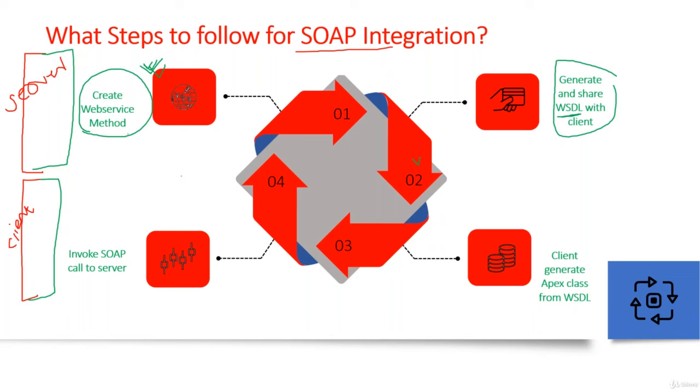Remember, on the server side, I'm just splitting it again here. On the server side, I'm going to create a web service method. Then I will generate and share the WSDL with the client. My server work is done. I have my WSDL. I generate the WSDL, and whatever WSDL I need to share with my client, I generate it all and share it to my client. I'll show you what WSDL is and how I'm generating it step by step. So once I got my WSDL, next what I have to do.